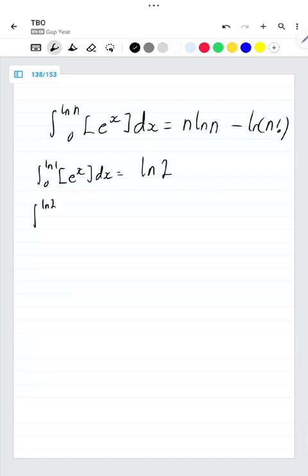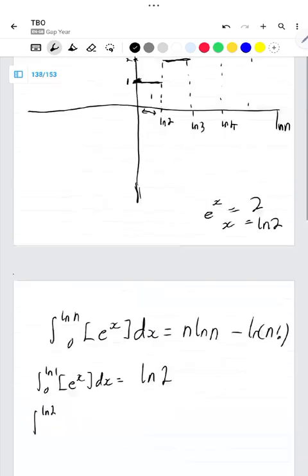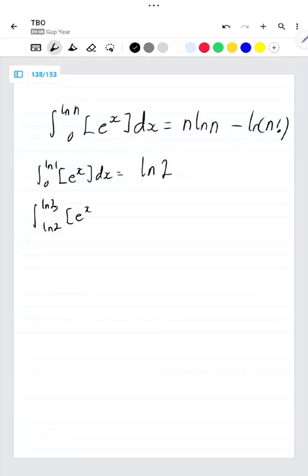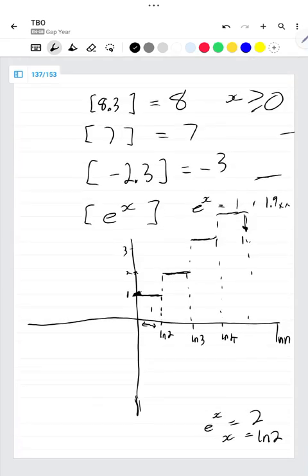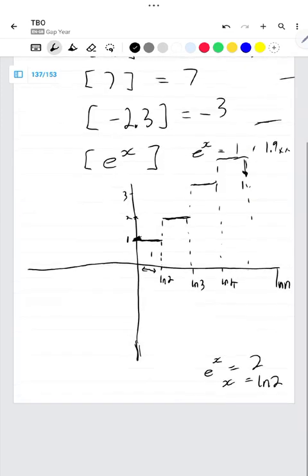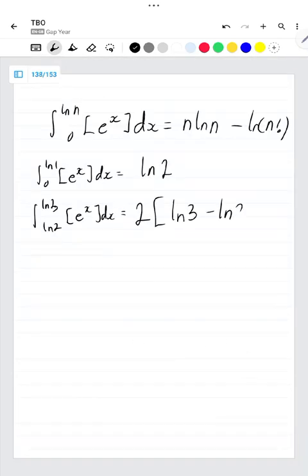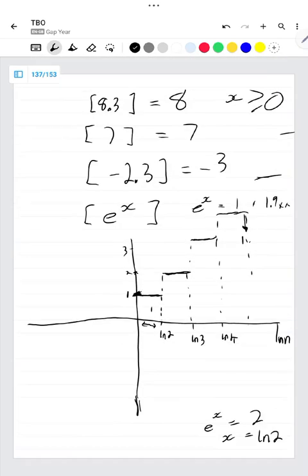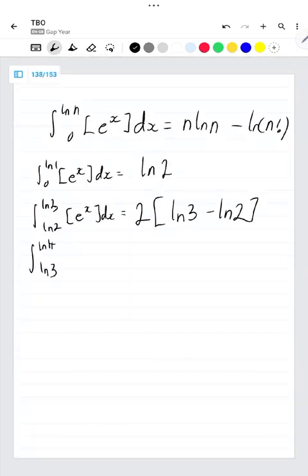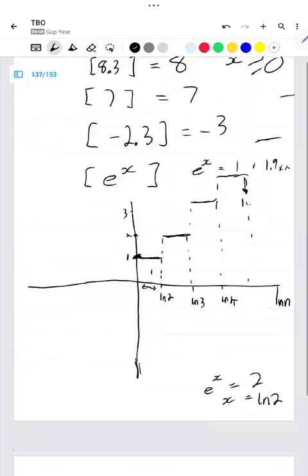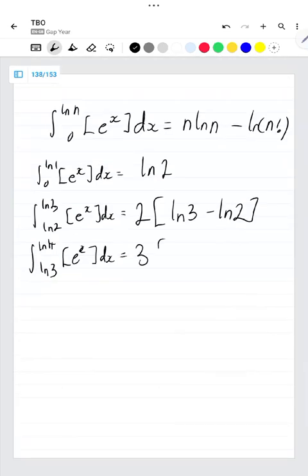Then if I'm to find the area between log 3 and log 2, that will be 2, which is the height, multiplied by log 3 minus log 2. So that's 2 multiplied by log 3 minus log 2. And then between log 4 and log 3, that will be 3 multiplied by log 4 minus log 3.